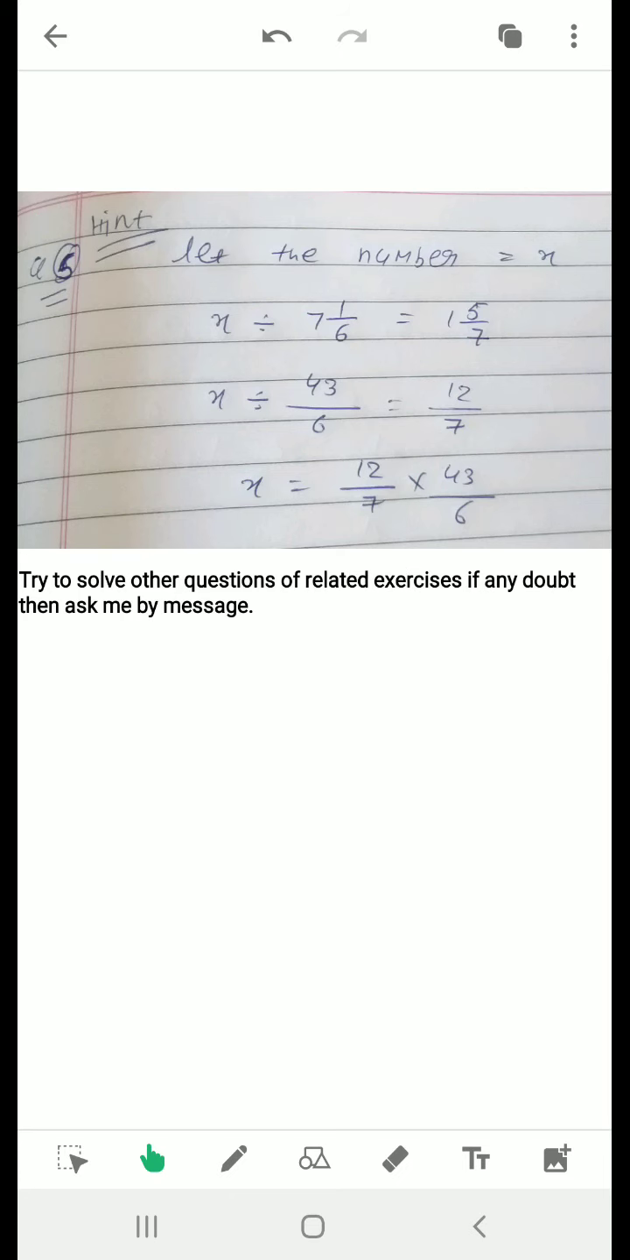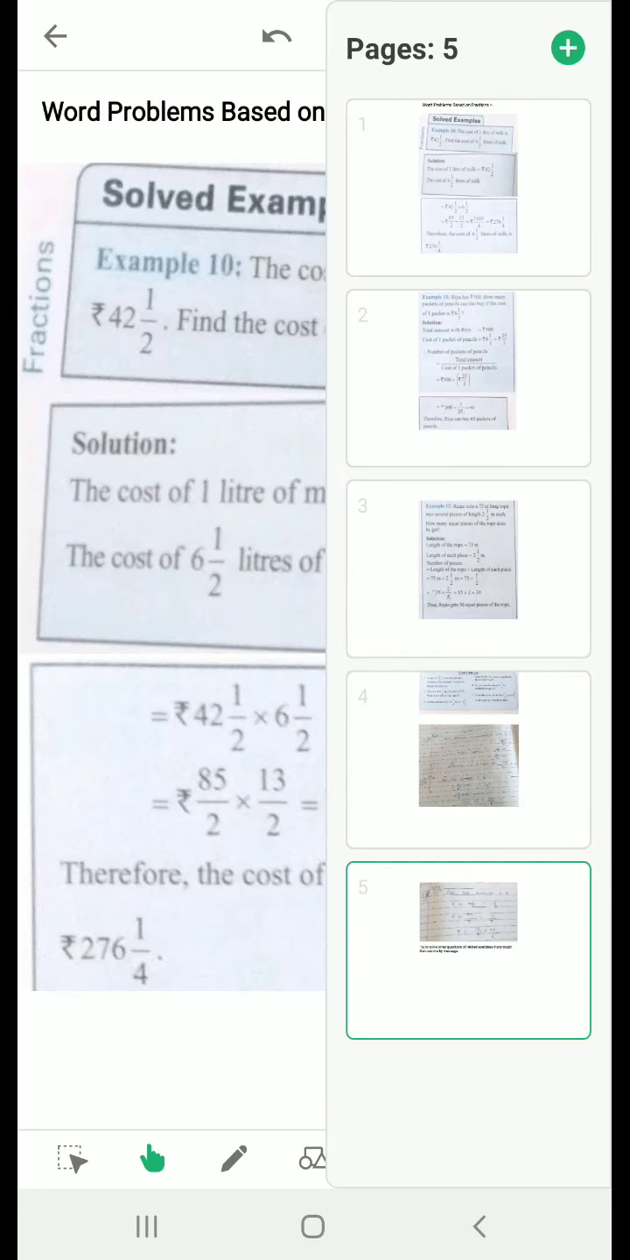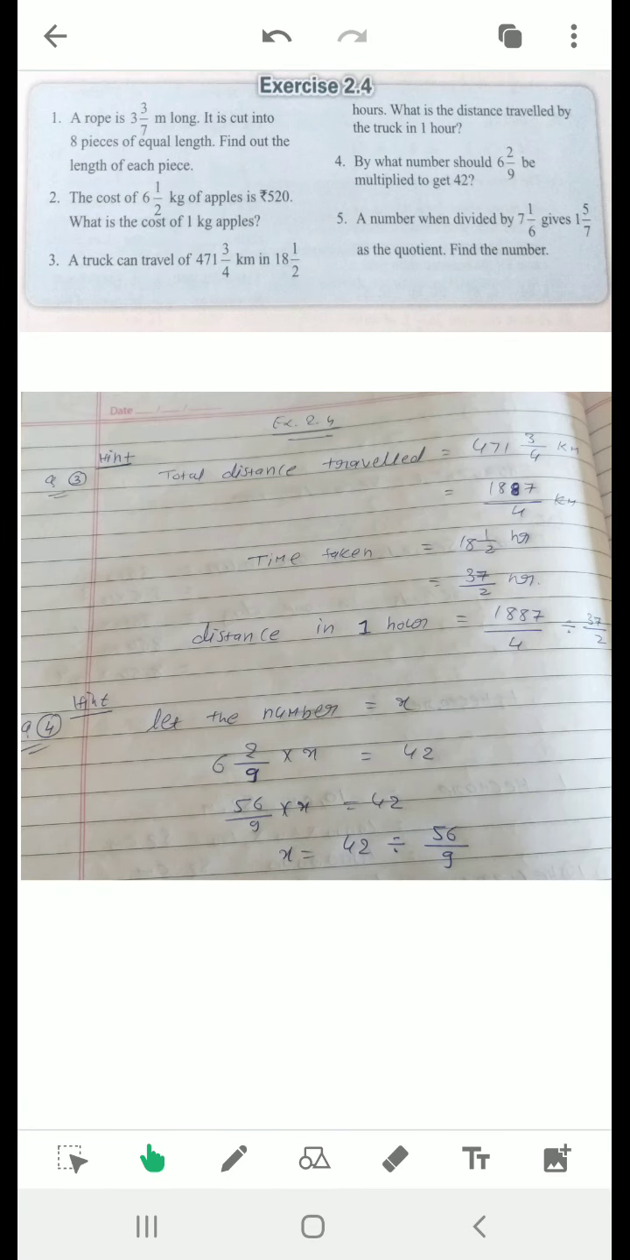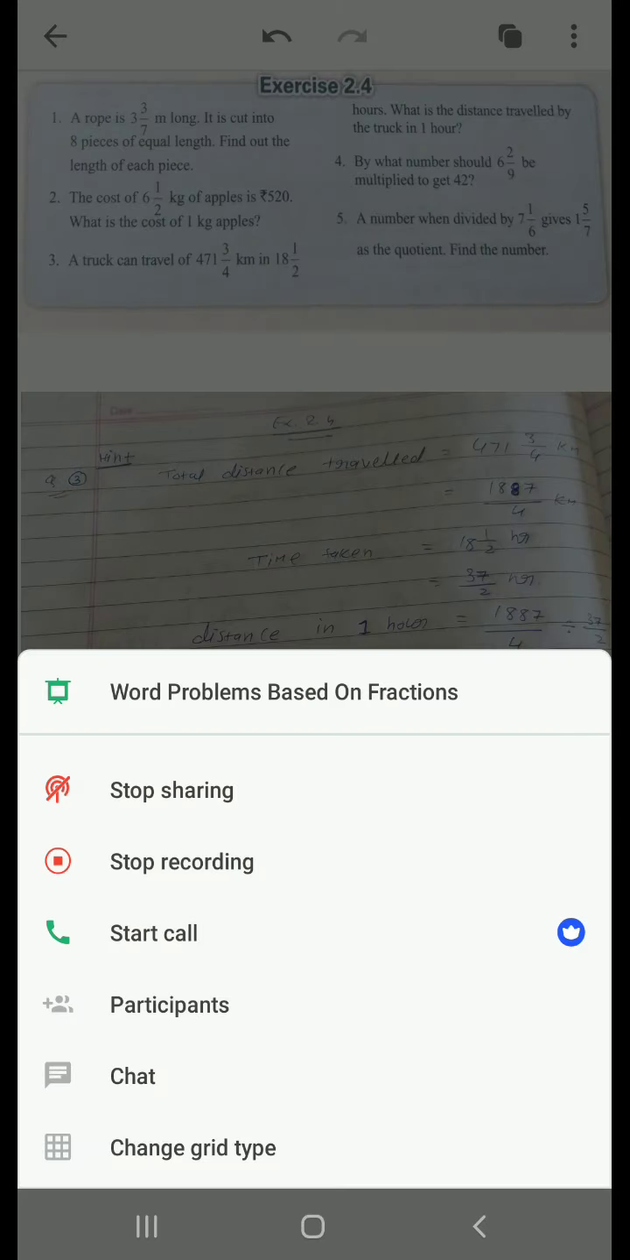Okay, so try to solve all the questions of this exercise. Write all the examples also in your notebook, and if you have any kind of doubt you can ask. Students, the questions are very simple. Try to use whatever explanation I have given, and you have to solve in your notebook. If you still have doubt, ask me.